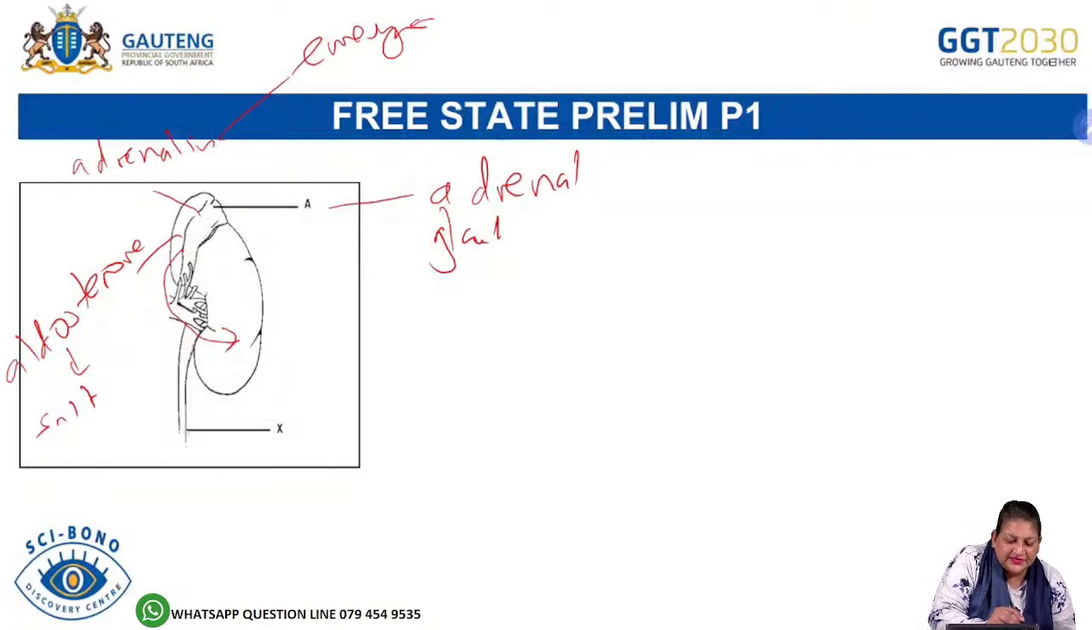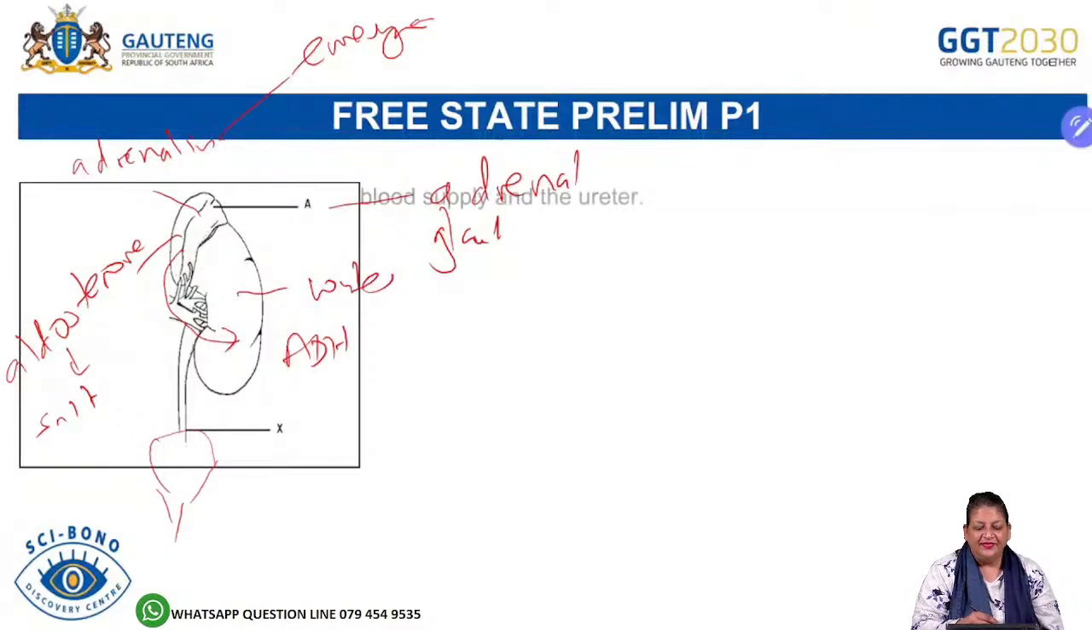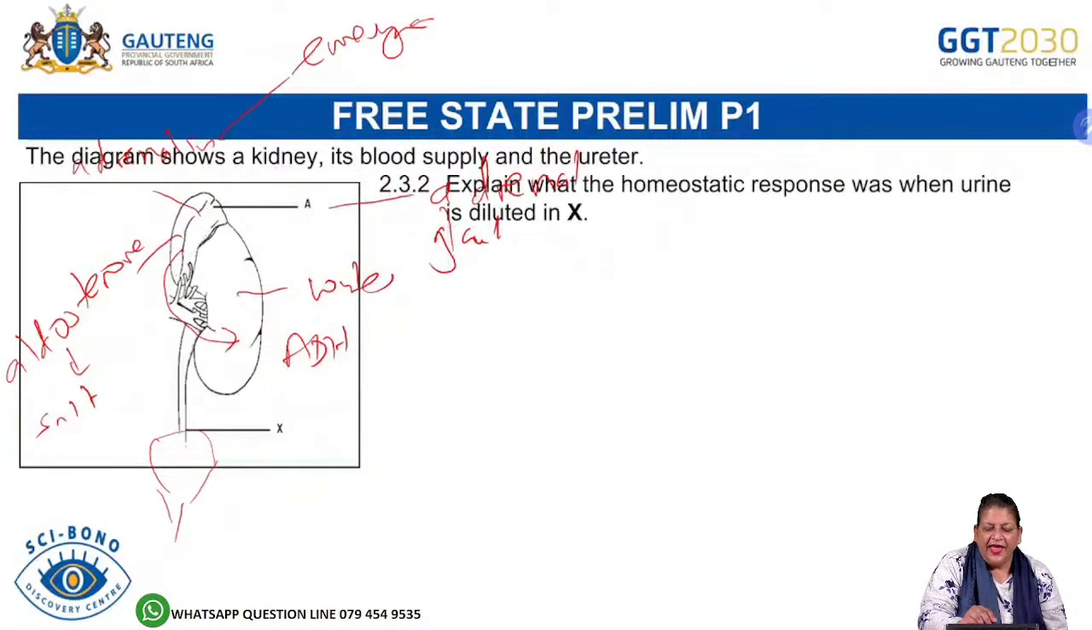I know that X is my ureter. It is a tube that transfers urine from the kidney to the bladder. And I know that my kidney tubules control my water balance. And the water balance is controlled by the hormone ADH. So now I've analyzed the whole diagram. And then I look at the question. The diagram below shows a kidney, its blood supply, and the ureter. Explain what the homeostatic response is.